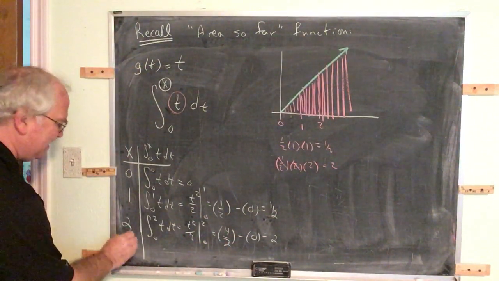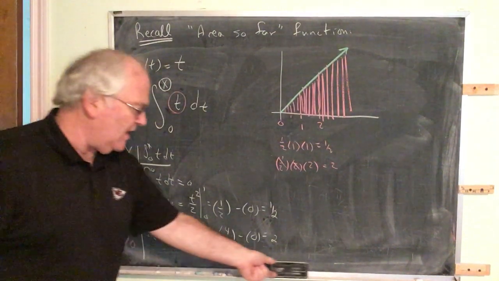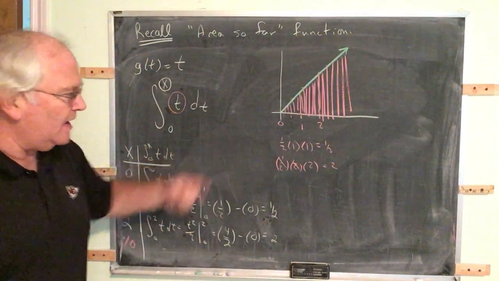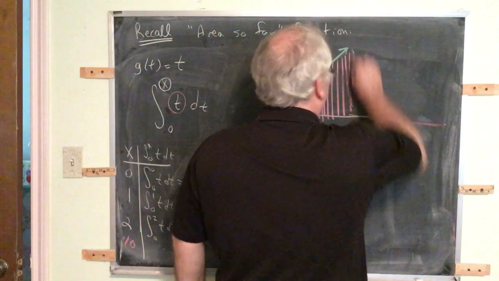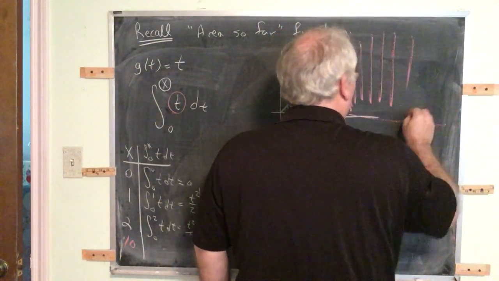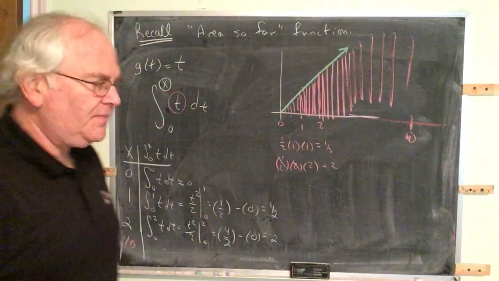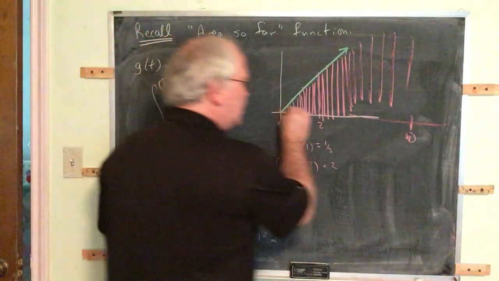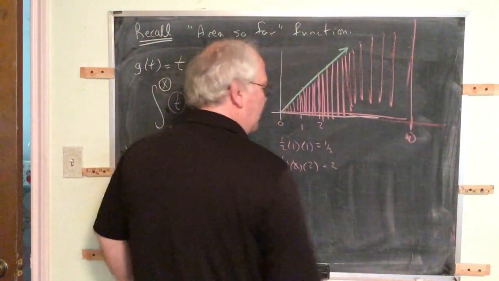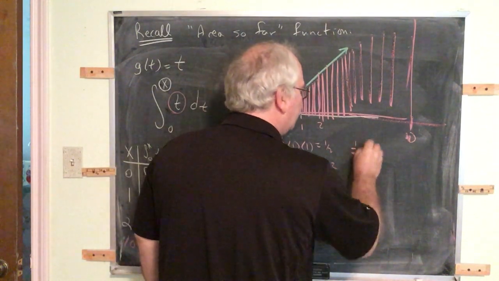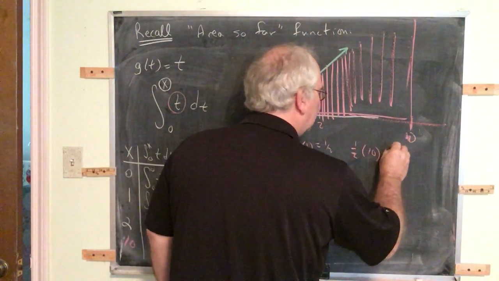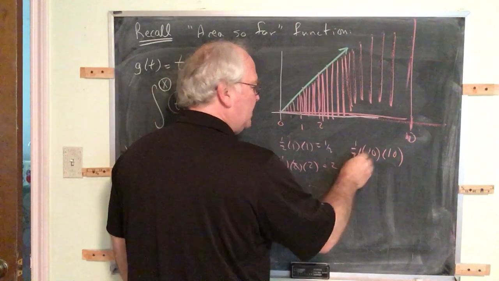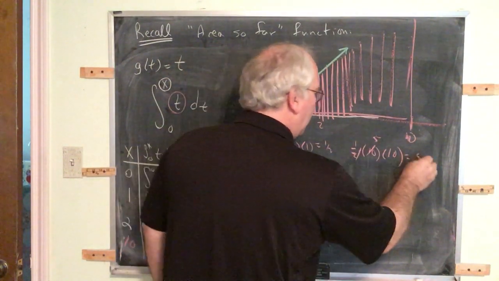We could choose x equal to 10, and this would give us the area under this curve all the way out to 10. Now we can compute that because we know the area of a triangle. That's going to be 10 for the base and 10 for the height. So 1/2 times base times height. Well, 1/2 of 10 is 5. So that's going to work out to be 50.